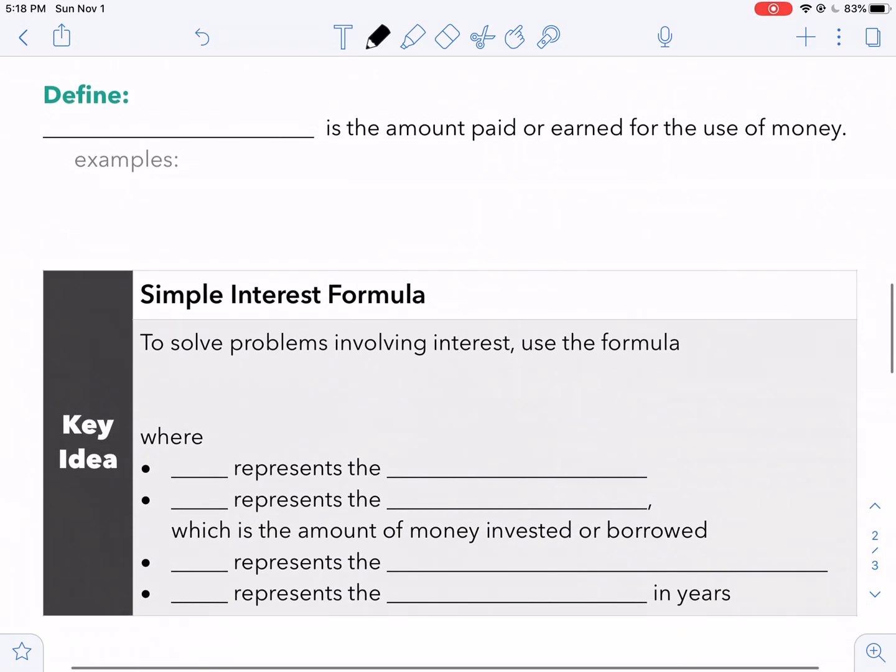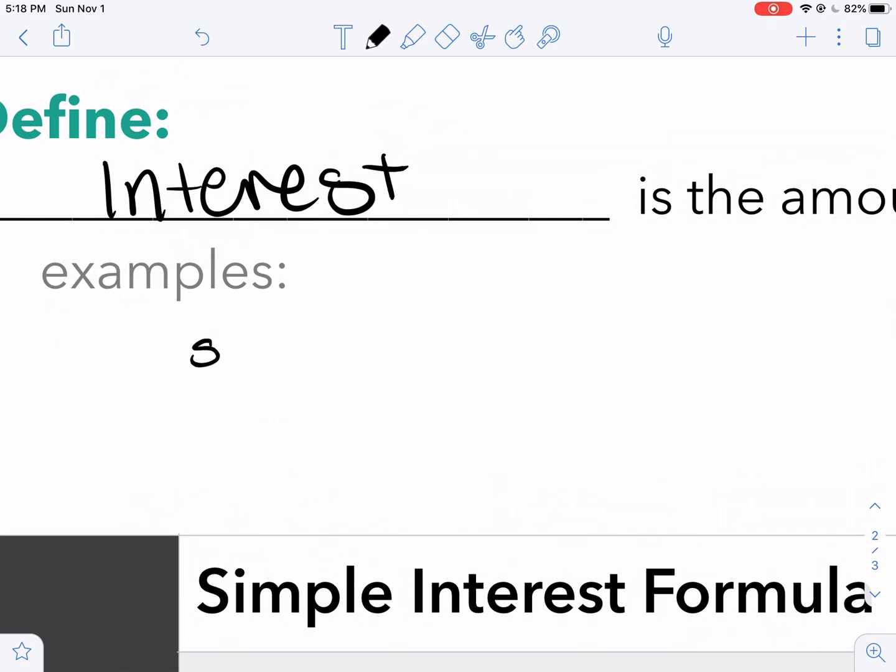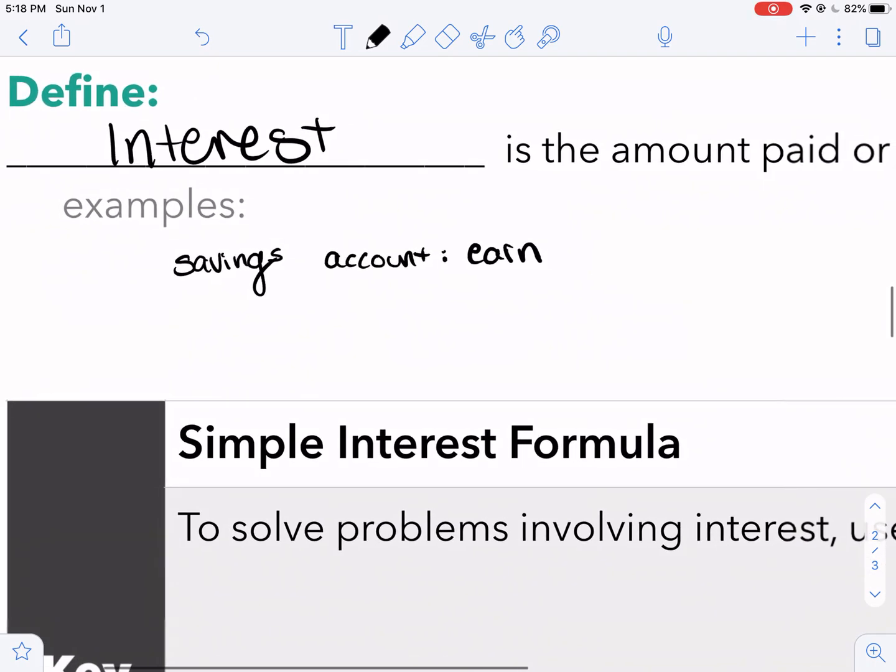We can also use it for interest. I just gave away the next blank. So interest is the amount of money paid or earned on anything, right? So if you have some examples where you would find interest besides math class, because we always are interested in what we're learning. If you have a savings account, you can earn interest on that because the bank is basically paying you money for letting them borrow your money. So you earn interest in a savings account.